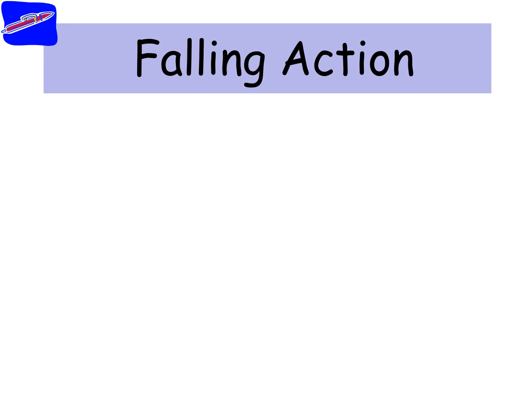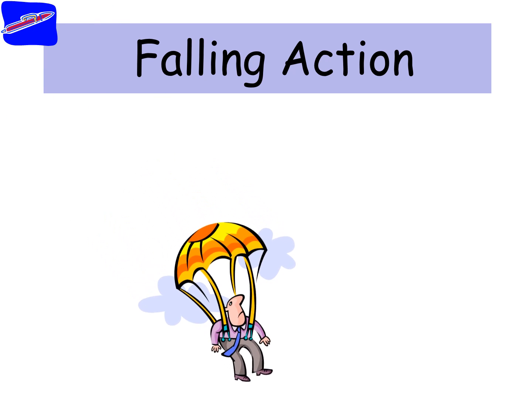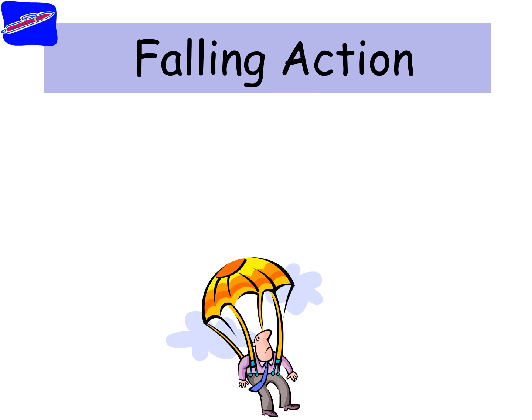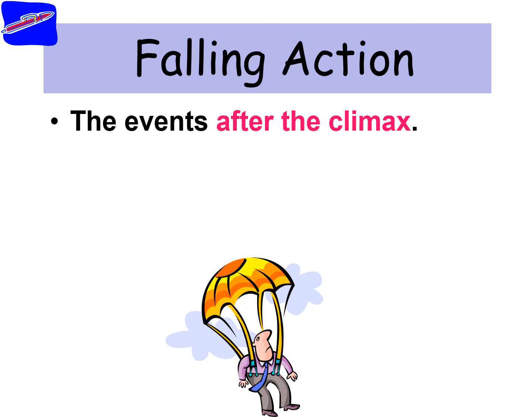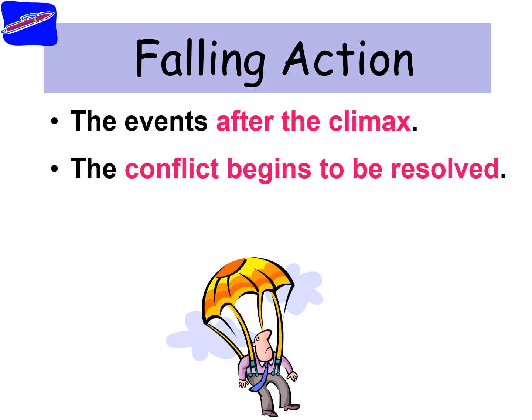With the falling action, we use something like a guy with a parachute because our action in our story is falling just like he is. The falling action is all of the events that happen after the climax. This is a part of the story where the conflict, the story's main problem, begins to be resolved.